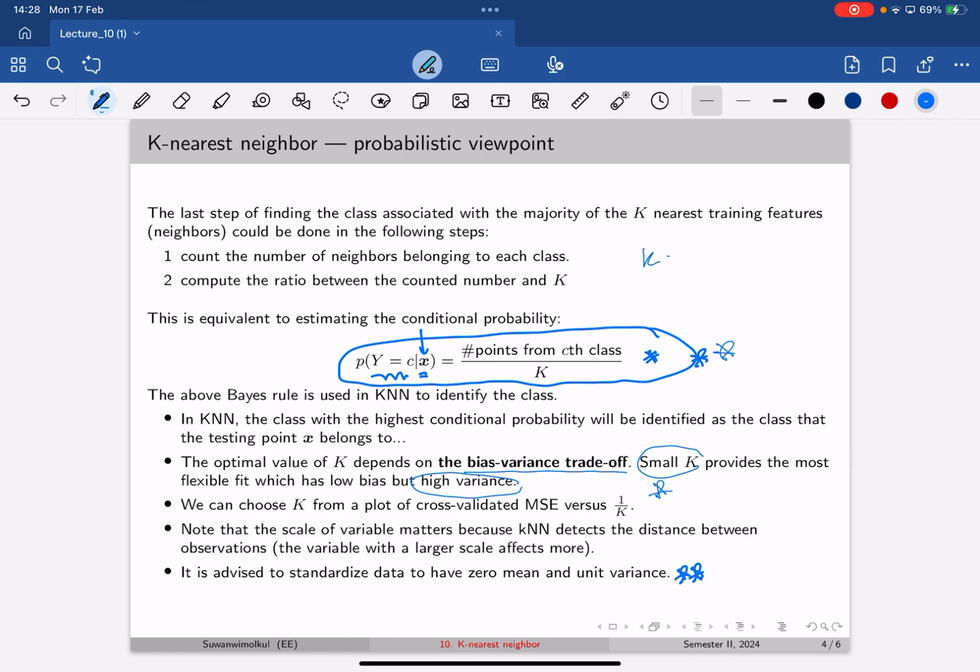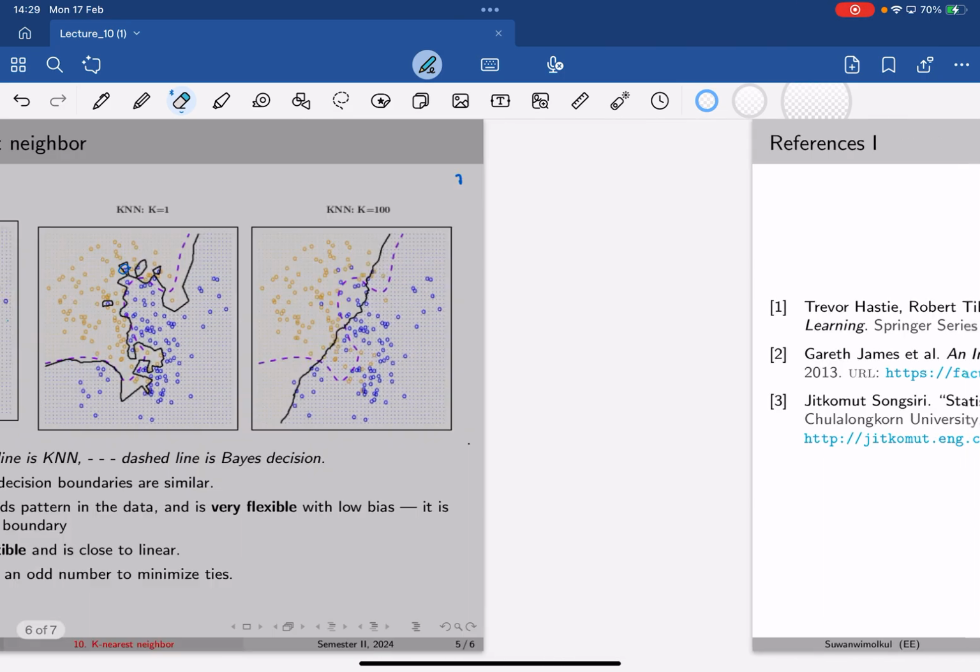So another note: small K, high variance. Large K, high bias. This is something that you may think about if you encounter something. If the performance is not good enough and you feel like you want to increase the bias or the variance, maybe you can adjust by choosing the size of K. Yeah, that's it for this topic. Okay, that's it.